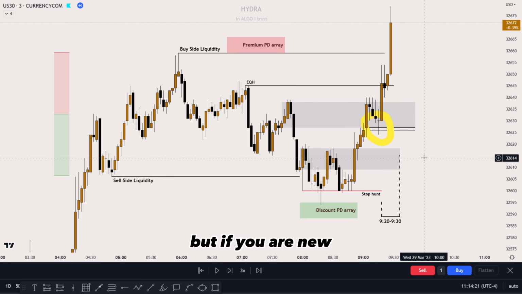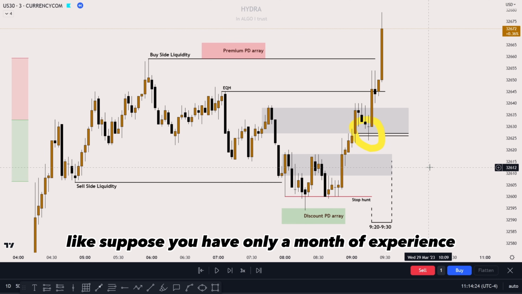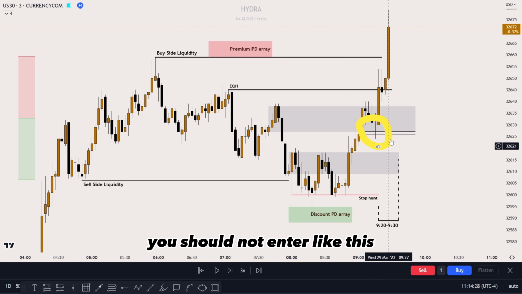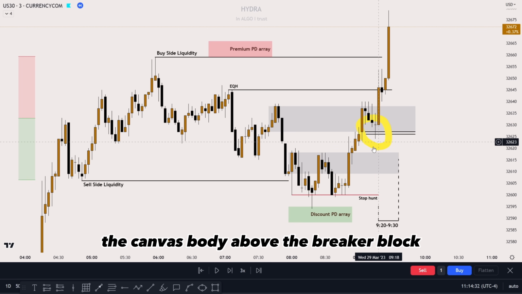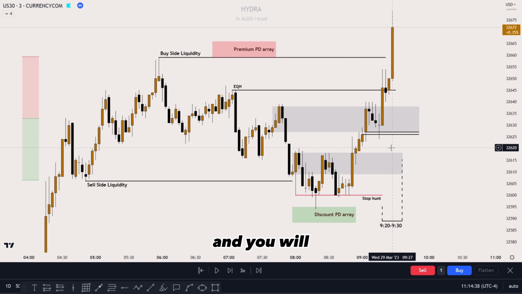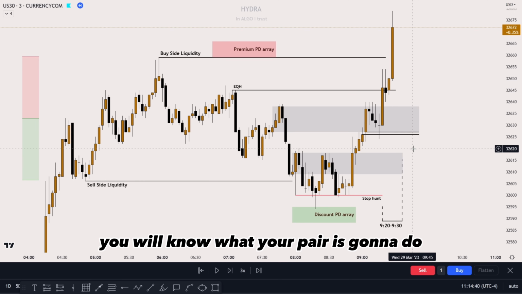But if you are new, if you are a very beginner, like suppose you have only a month of experience or 2 or 3 months of experience, you should not enter like this. You should enter once price closes the candle's body above the breaker block, and once you get experienced enough, you will have a lot more wisdom, and you will know what your pair is going to do.